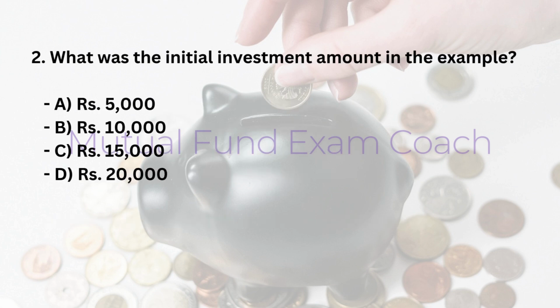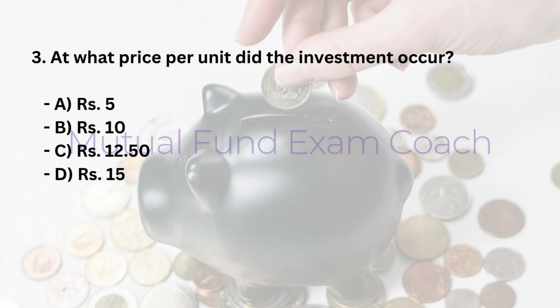2. What was the initial investment amount in the example? A. 5,000 rupees. B. 10,000 rupees. C. 15,000 rupees. D. 20,000 rupees. Answer: B. 10,000 rupees. 3. At what price per unit did the investment occur? A. 5 rupees. B. 10 rupees. C. 12.50 rupees. D. 15 rupees. Answer: B. 10 rupees.